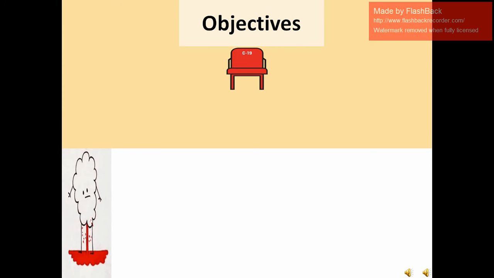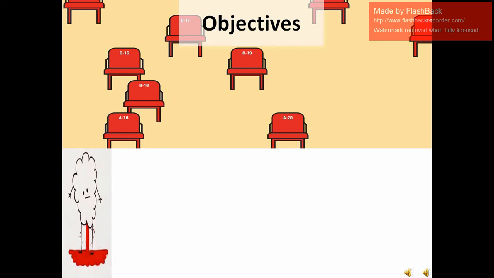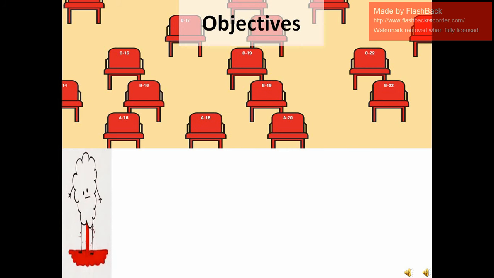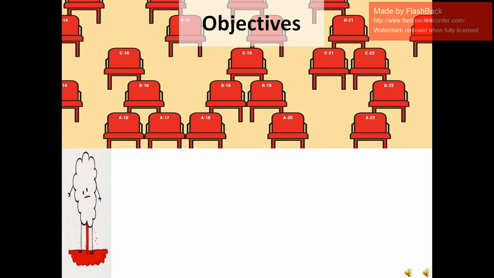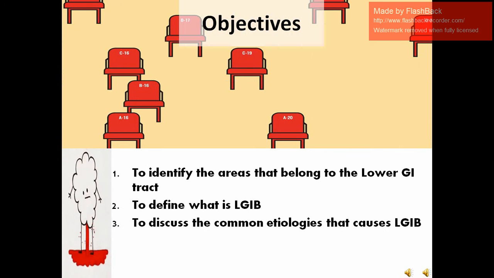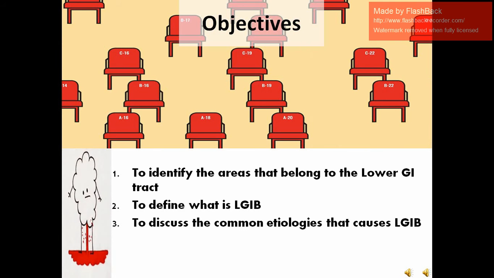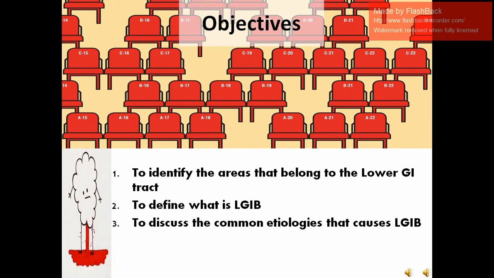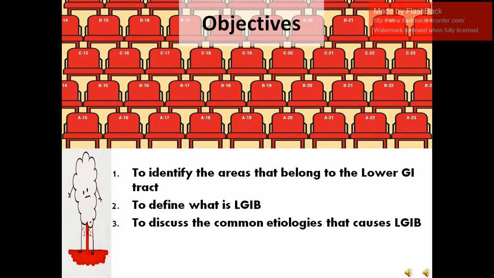The following are the objectives. At the end of the lecture, we will be able to identify the areas that belong to the lower GI tract, to define what is lower gastrointestinal bleeding, to discuss the common etiologies that cause lower gastrointestinal bleeding, and to be able to diagnose and manage patients with lower gastrointestinal bleeding.